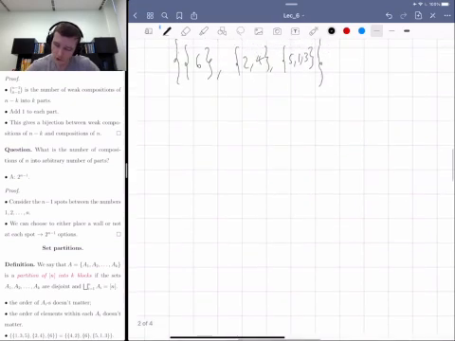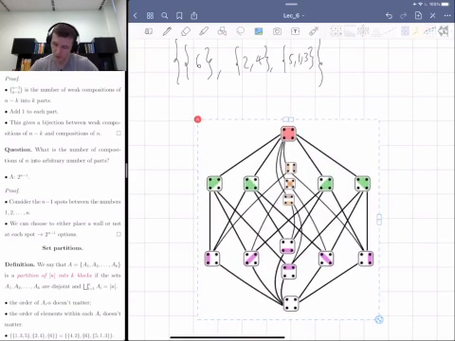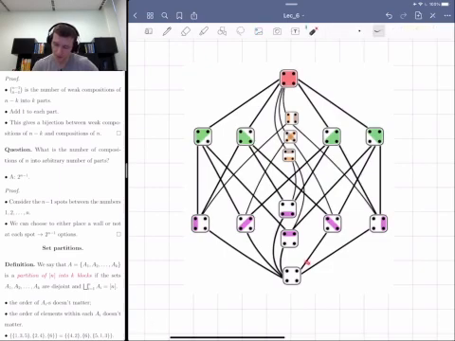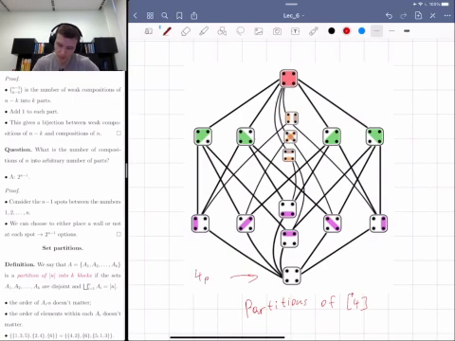I think I have a picture. Here's a picture from Wikipedia, which I like. These are all partitions of [4]. At the bottom you have a partition into 4 parts. Here you have 3 parts, 2 parts, and here you have 1 part, which is just the whole set.